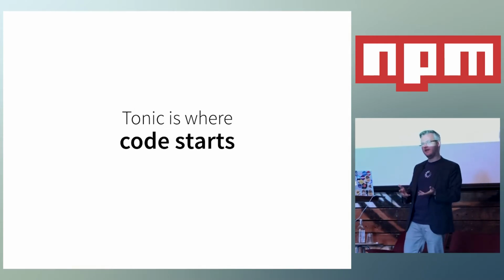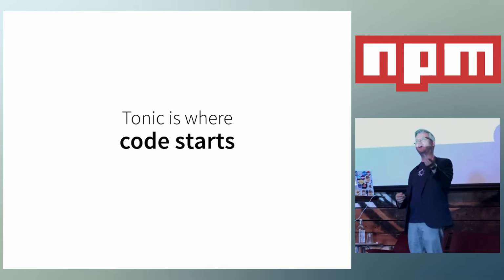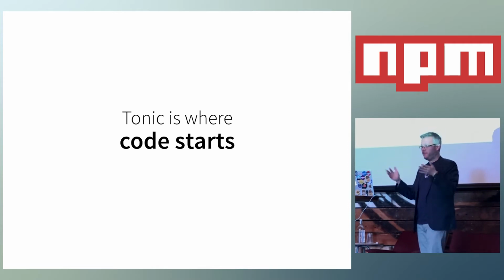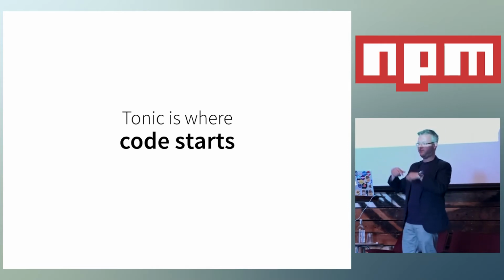So we like to think of Tonic as where code starts. So you're like, oh, I want to do this thing. Oh, I bet there's a package for it. Because guess what? Since there's 1,000 of them, you're probably right. And you just do some searches, click on it, start typing some code, start exploring.